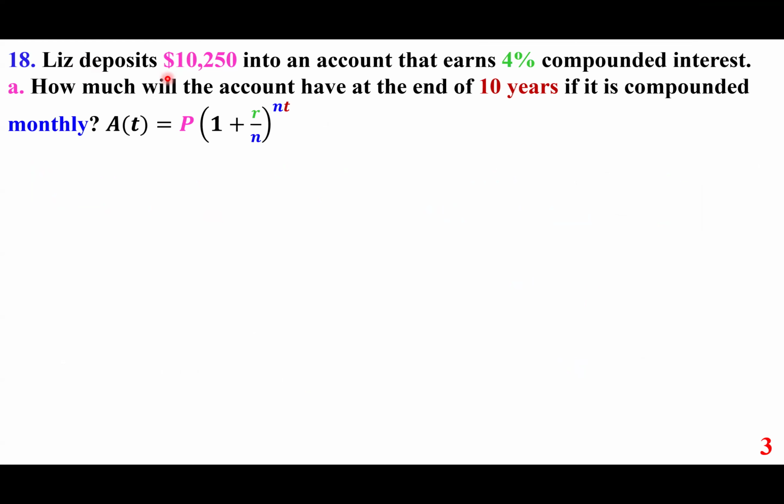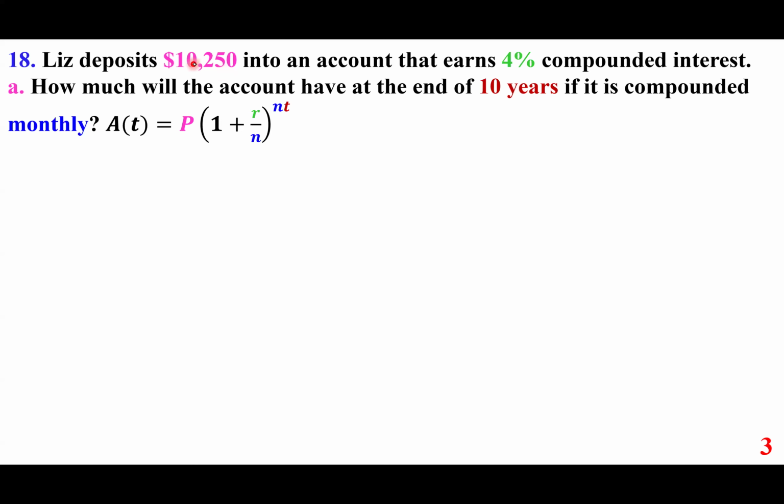Liz deposits $10,250 into an account that earns 4% compounded interest. How much will the account have at the end of 10 years if it's compounded monthly? And I'm reminding you of the formula. A(t) is P times (1 plus r over n) to the power of nt.